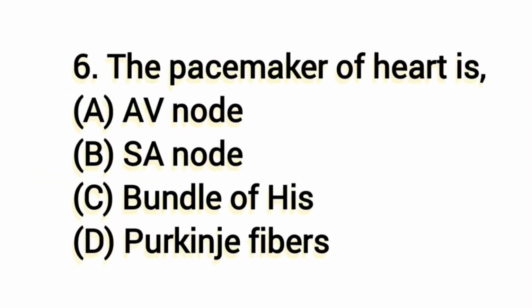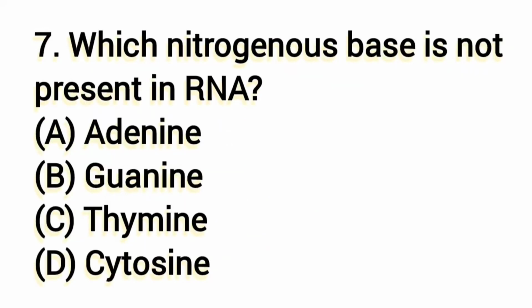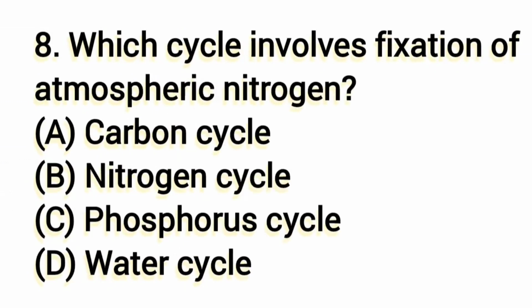Auxin. 6. The pacemaker of heart is A. AV node. B. SA node. C. Bundle of His. D. Purkinje fibers. Answer is B. SA node. 7. Which nitrogenous base is not present in RNA? A. Adenine. B. Guanine. C. Thymine. D. Cytosine. Answer is C. Thymine.